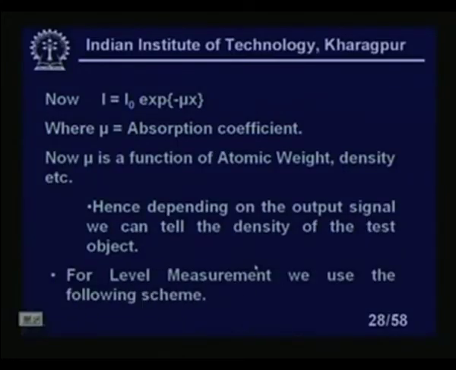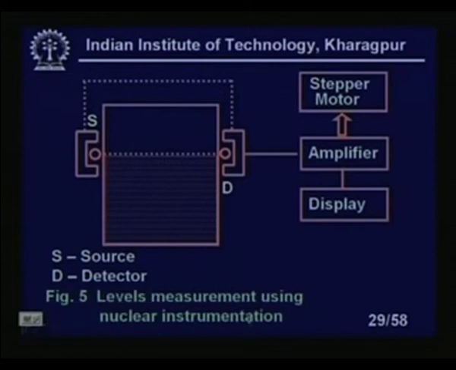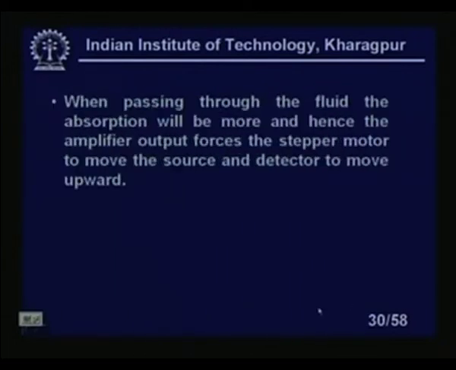For level measurement, we use the following scheme. This is a scheme of the level measurement. So we have a source, you see here, we have a detector here, and this is level measurement using nuclear instrumentation. I have a liquid here. How it works, let us look. When passing through the fluid, the absorption will be more, and hence the amplifier output forces the stepper motor to move the source and detector upward, right.